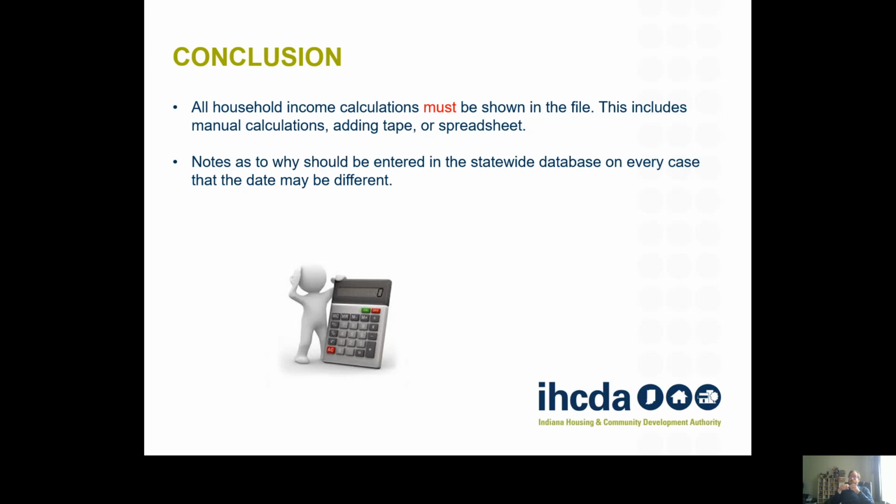Just remember, all household income calculations must be shown in the file, including any manual calculations, adding tape, spreadsheet. We do encourage people to use the spreadsheet or to use the onboard calculator within the database as opposed to manual calculations or adding tape. Wherever you can reduce that element of human error, that's going to be preferable. And whenever the date may be different, notes as to why need to be entered into the statewide database.